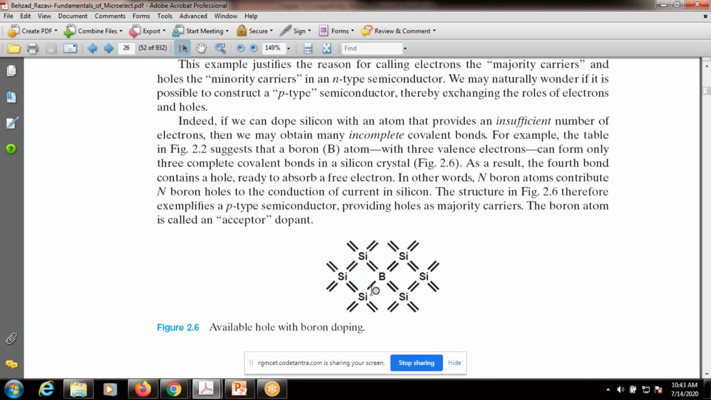So what is the fourth bond here? It is a hole, an incomplete covalent bond, and it acts as a hole. A hole is also a free charge carrier. Now it is ready to absorb any free electron available, right? In other words, suppose n boron atoms contribute n holes to the conduction of current in silicon. So this is the structure.